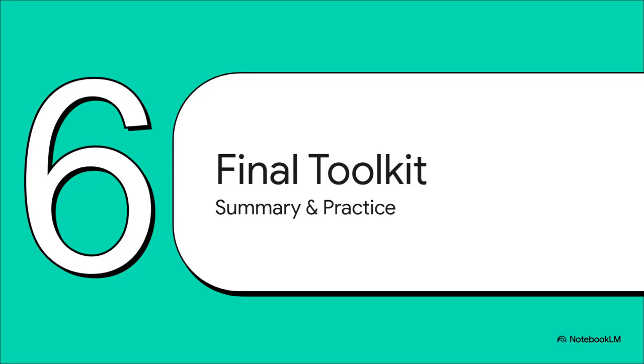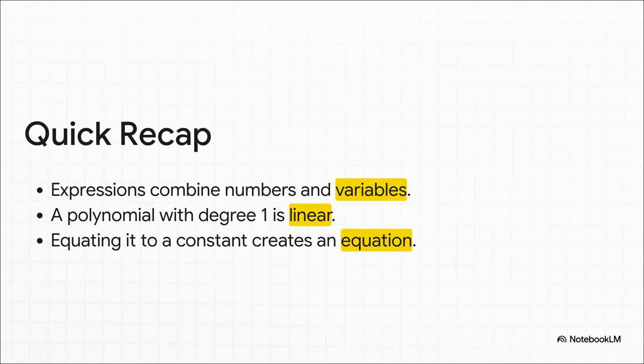Section 6, Final Toolkit, Summary and Practice. All right, let's do a super quick rapid-fire recap. We learned that algebraic expressions are just combinations of variables, numbers, and operations, kind of like translating Raju's shopping trip into the language of math. We also learned that if the highest power of the variable is an invisible 1, the polynomial is officially linear. And finally, when we set one of those linear expressions equal to a constant or another expression, boom, we create an equation that we can actually solve for an unknown value.